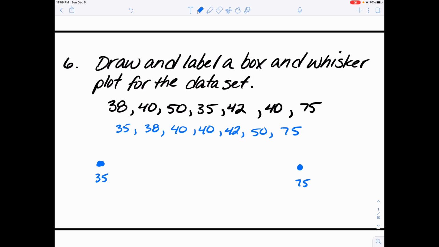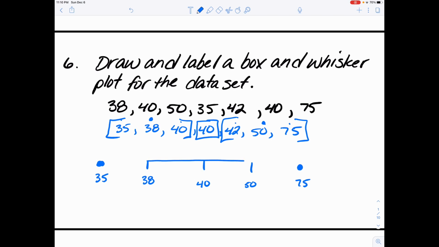Let's go ahead and try to find the middle of our data set, the median. In this case, the median value is 40. We need to find the median of the top half of the data now. Well, that's going to be our 50. We need to also find the median of the lower half. In our case, it's 38. And now we can complete our box and whiskers.